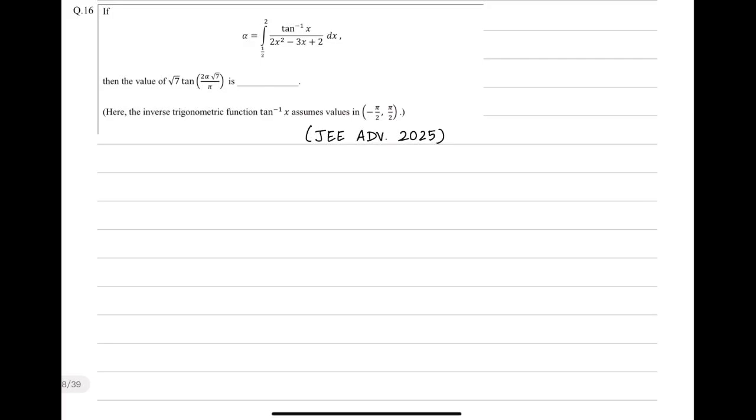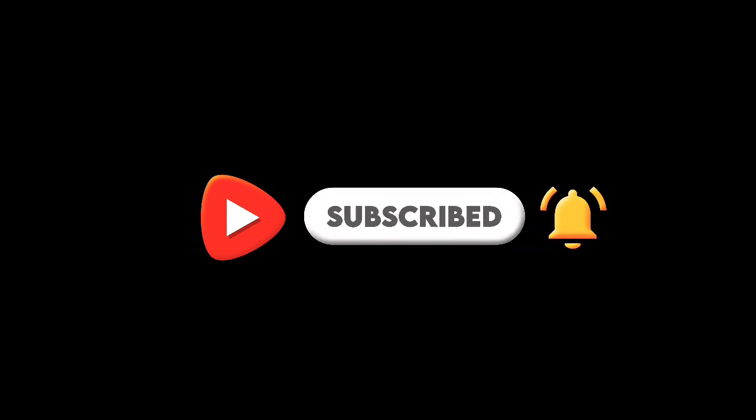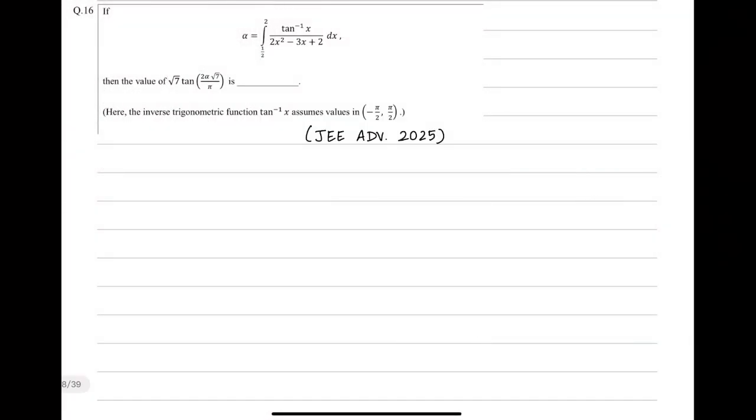So today we are going to solve this integral which was asked in JEE Advanced 2025, as you can see. So let's get started with this integral. Here, if you pay a little attention to the integral, the limit is from half to 2, right? 1 by 2 to 2.